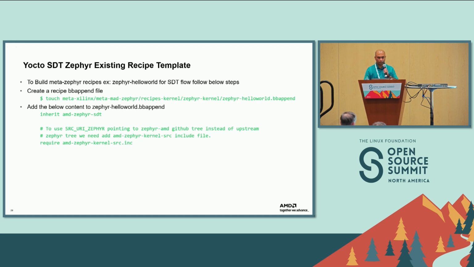So how do you use the system device tree build for an existing recipe? meta-zephyr ships with a few example recipes like hello world, philosophers, and synchronization. You need to create the BB append file for these recipes in your custom layer or the meta-AMD Zephyr layer. You have to inherit the meta-AMD Zephyr SDT BB class and include the kernel source inclusion file. With that, it will build the system device tree for your Zephyr applications.